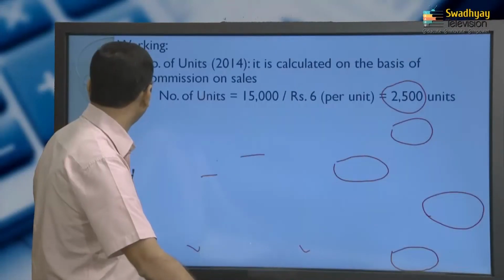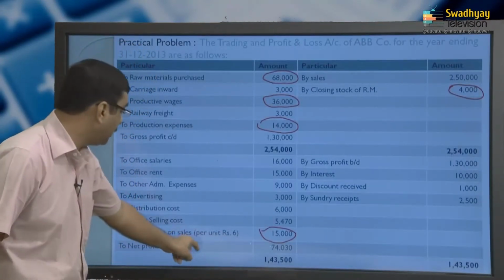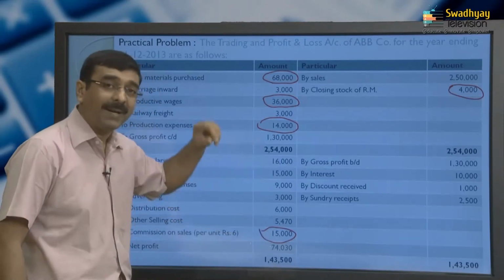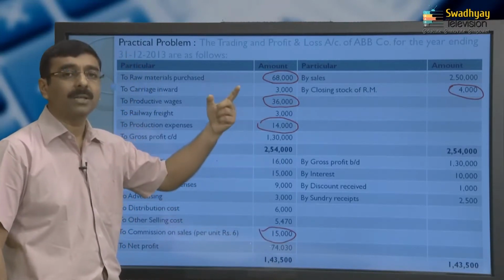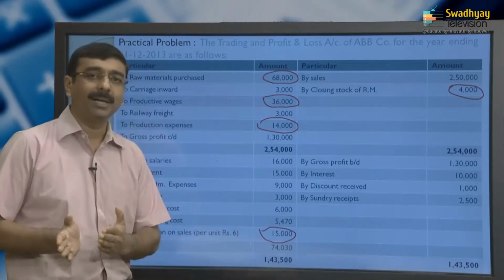The question shows that the commission on sales is 6 rupees per unit, and it comes to 15,000 rupees. We will also find out how many units were manufactured in the year 2013 on the basis of this only. It comes to 2,500 units.